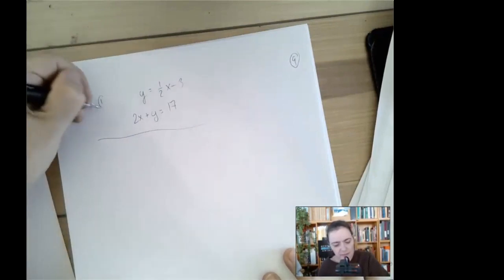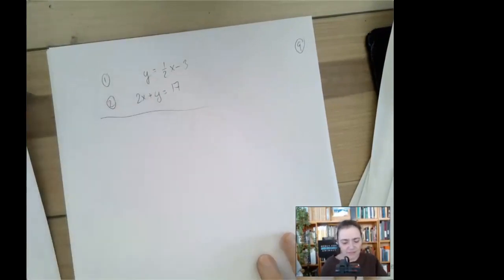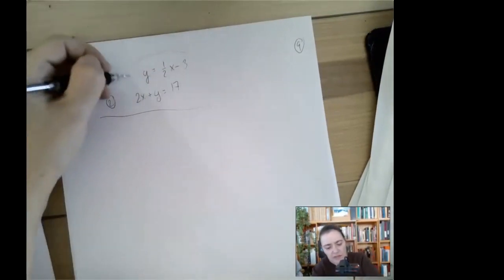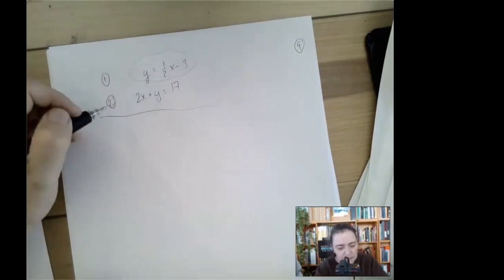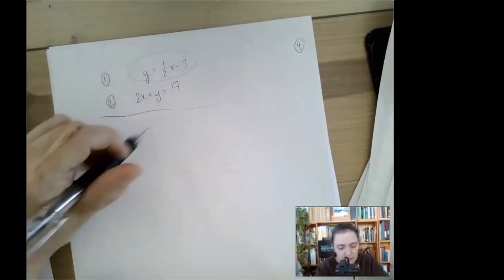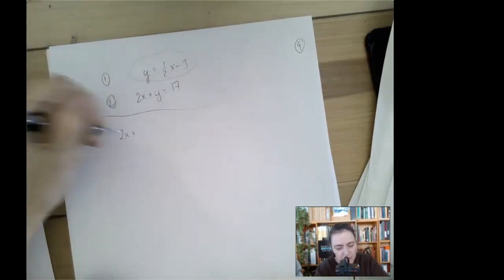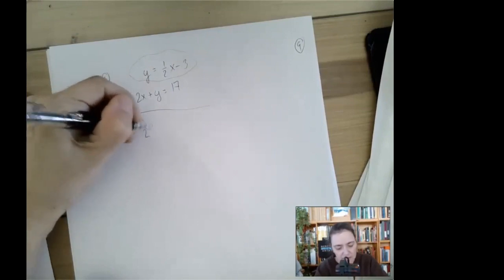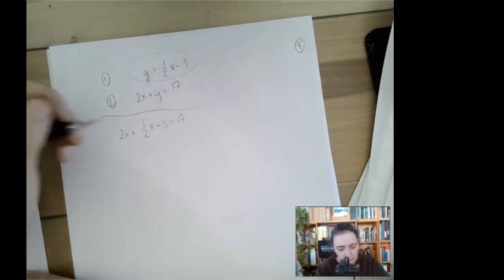So y equals 1/2 x minus 3 and 2x plus y equals 17. If substitution is the way to go, well, we already have this expression. We can just substitute this into the second equation. So everywhere where we see y, we're going to write 1/2 x minus 3. So we have 2x plus y, where y is 1/2 x minus 3, equals 17.